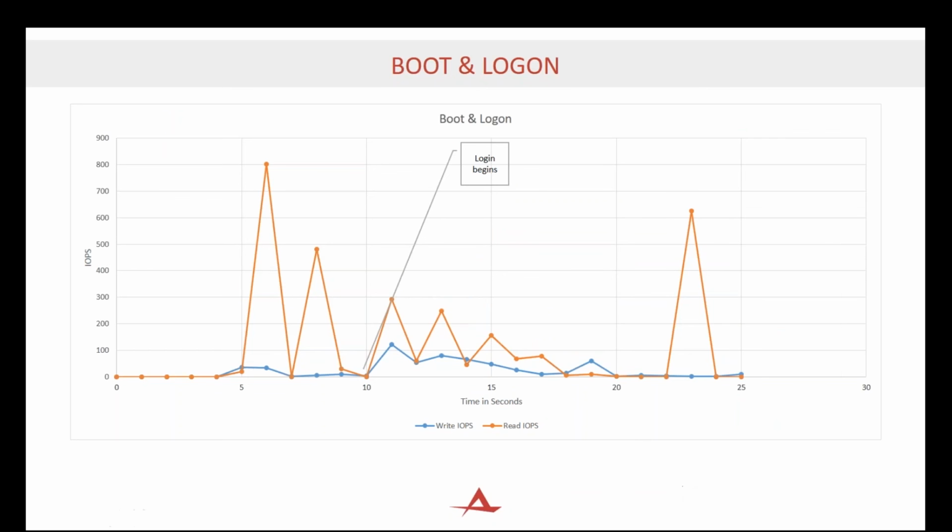So let's take a look at login as well. The same chart, just extended up to 30 seconds this time. You see the same boot and login, and we begin login at around 10 seconds. During login, there's a lot more read I/O than write I/O, and then things start to become idle after around 18 seconds, and then another read peak at around 22 seconds. So the login in terms of Windows 10 requires more read IOPS than write IOPS, which would make sense because it's reading quite a lot of data.